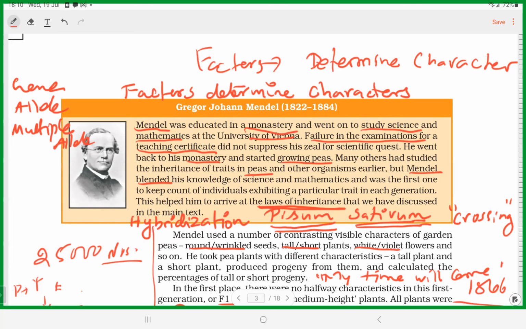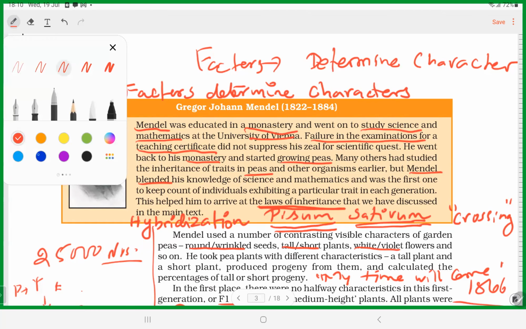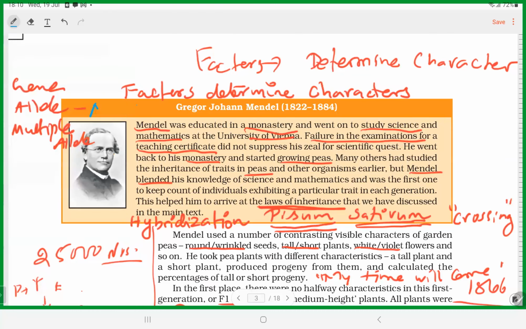And the alternate form of the gene. Okay, alternate form. What do they call it? What is the alternate form of a gene? For example, in Mendel's experiment, one gene gave round shape. Another gene gave wrinkled shape. Round shape's alternate form is wrinkled shape. So the gene which gave round is one allele, the gene which gave wrinkled is another allele. So, alternate form of a gene. Can you understand? What is a gene? A segment of DNA which codes for a character.